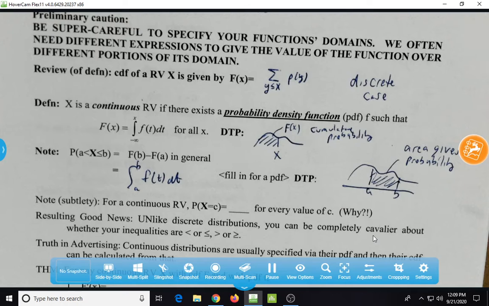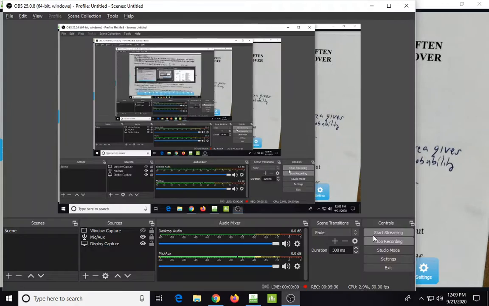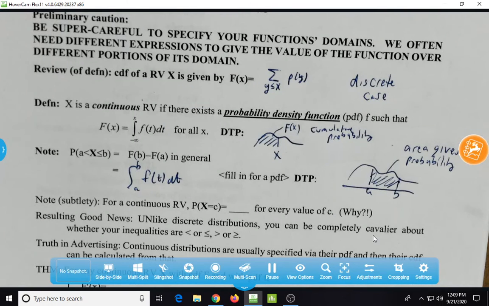I think it's 0, like the area of... I don't either. Continuous are, what is the probability? It's continuous, so, going into a single.